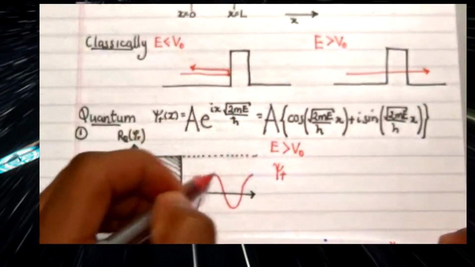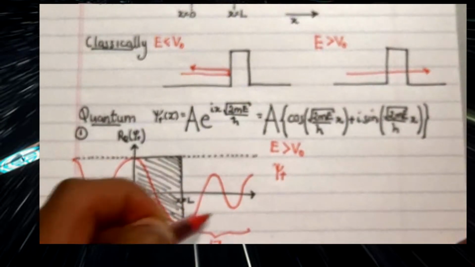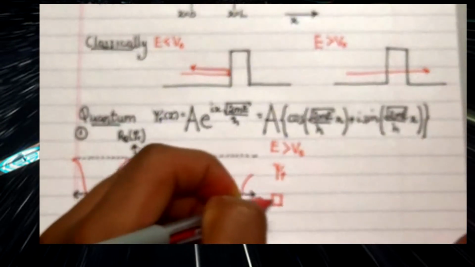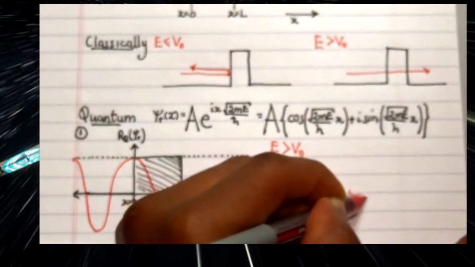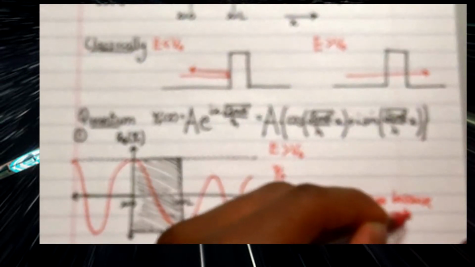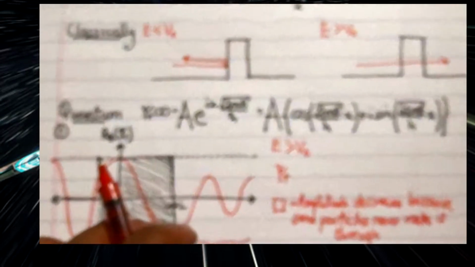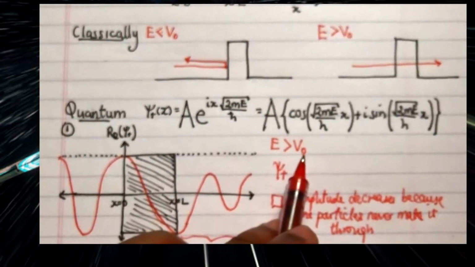And now in this part, which is our region or space, let's say our box region, it shows that our amplitude decreases because some particles never make it through. So that is the case where our energy is greater than our potential energy.